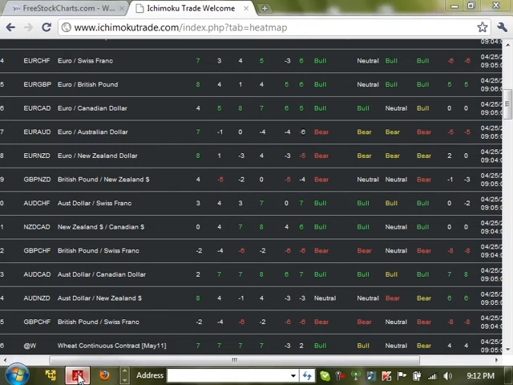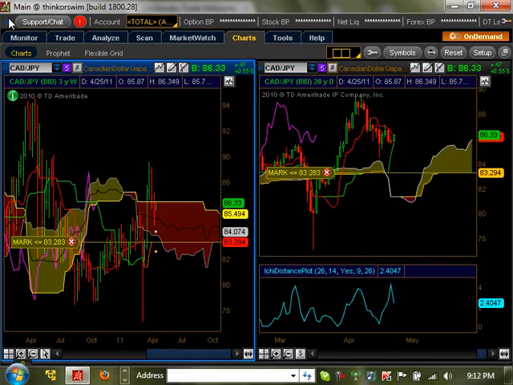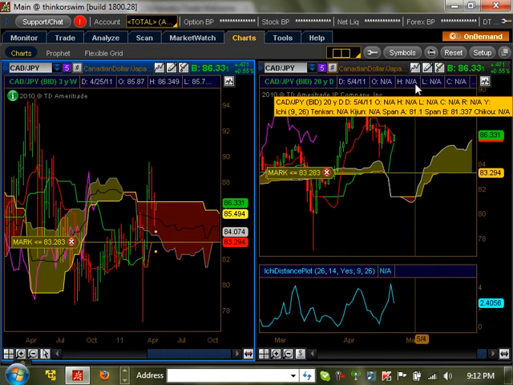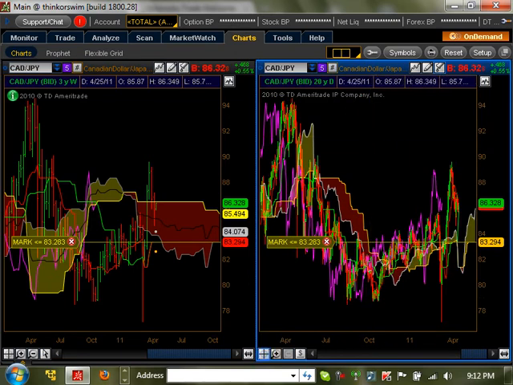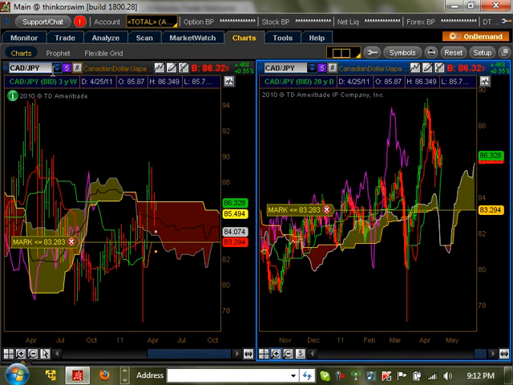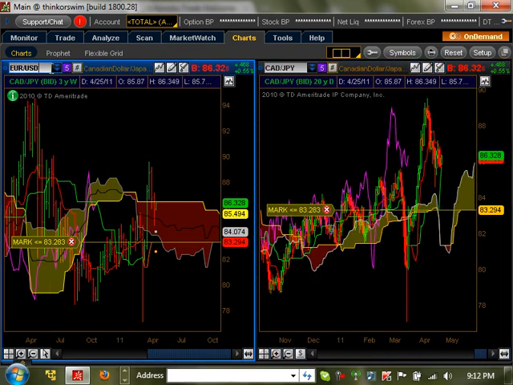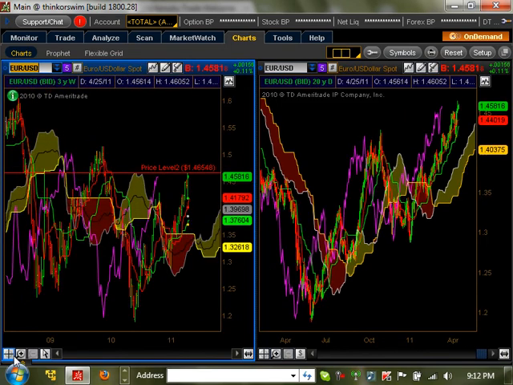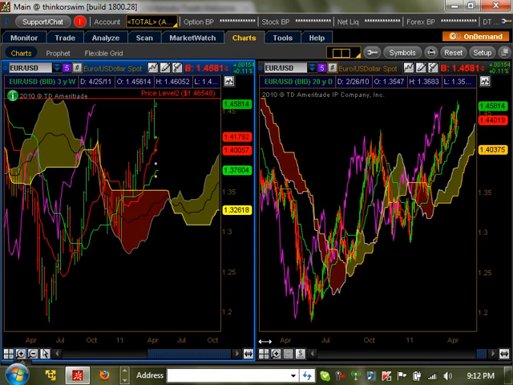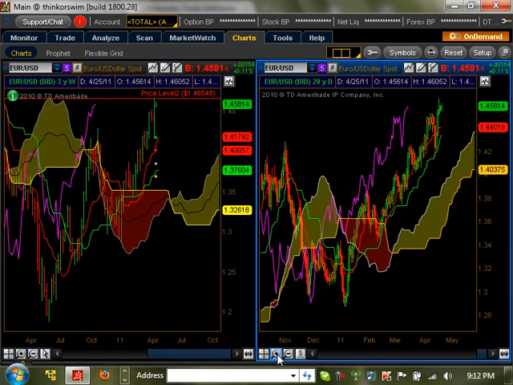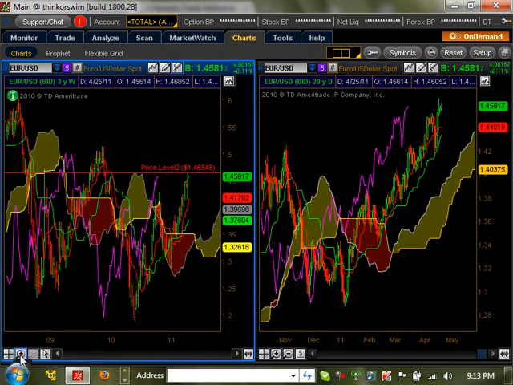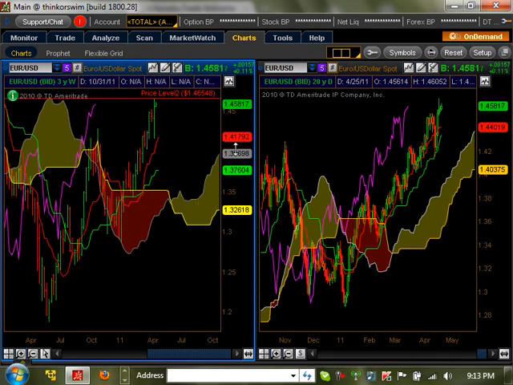Okay, so what we're going to do is go here to our charts, minimize this. On the left hand side is our weekly time frame. On the right hand side is the daily time frame. So we're going to start off with the Euro USD, and let's zoom in. We're going to zoom in here on the Euro USD. Going to shrink it down.